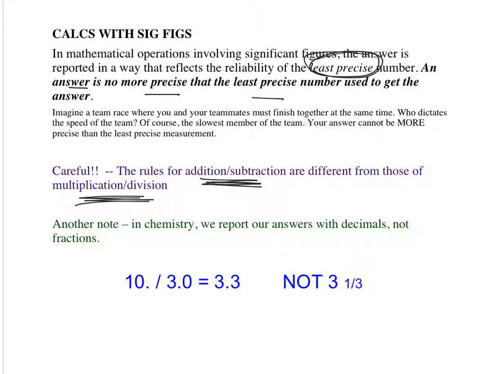And then another thing that's worth noting, and I just went ahead and threw it in here, in chemistry, we do not use fractions very often. It is very, very rare that we use fractions. We're going to use decimals instead. So if you take something like 10 and divide it by 3, the answer is 3.3. It is not 3 1/3.